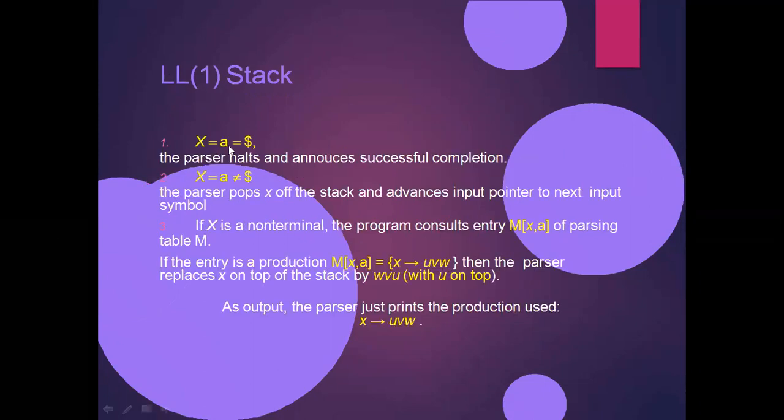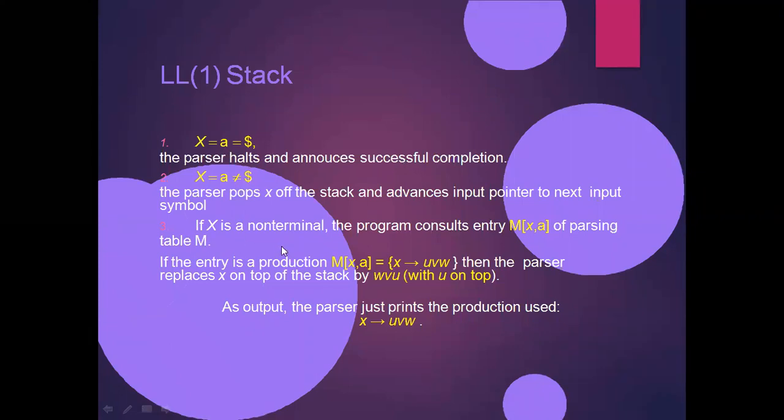Here, X is equal to A is equal to dollar. If it is a dollar, it means the input buffer and the stack are both empty, so the parser halts, which means successful completion. Or if X is equal to A is not equal to dollar, then the parser pops X off the stack and advances the input pointer to the next input symbol.